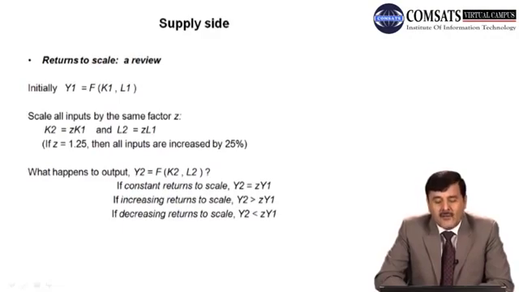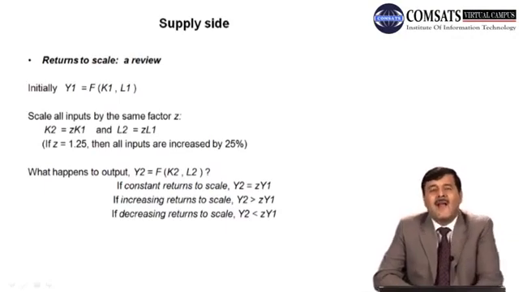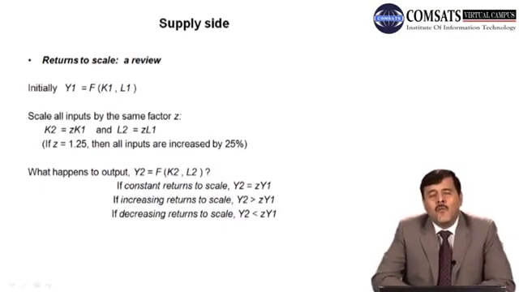If there is constant return to scale, then Y2 will be equal to zY1. Why? Because all inputs are increased by 25%. So all inputs are increased by z, and z is equal to 1.25.